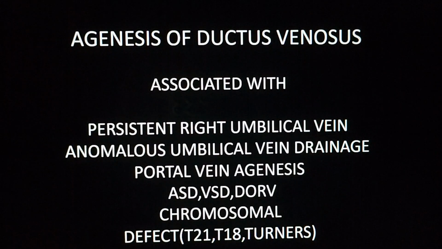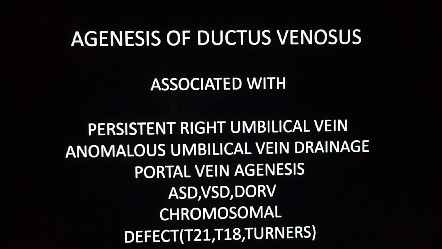Now we will come to agenesis of ductus venosus. When we are not able to show this anatomy, we are not able to show the Doppler of the ductus venosus, we should suspect agenesis of ductus venosus. Now, points to be remembered are: this agenesis of ductus venosus can be associated with persistent right umbilical vein.